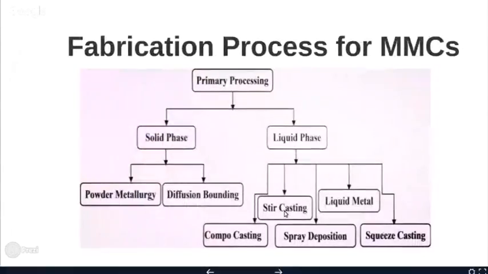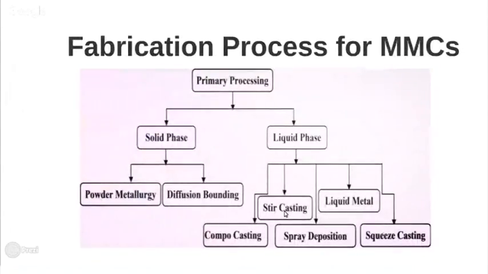Now, when we are talking about fabrication techniques for metal matrix composites, these techniques are completely developed. They are basically classified into two categories: one is the solid phase, and the second one is the liquid phase. If you check the diagram, in the liquid phase we have compo casting, stir casting, liquid metal squeeze casting, or spray deposition process. In the solid phase, we have powder metallurgy or diffusion bonding process.